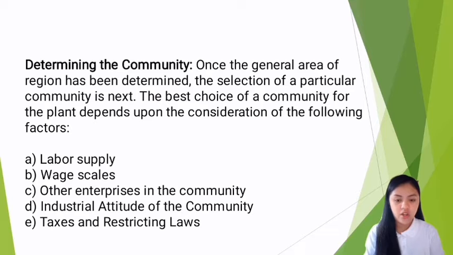The best choice of a community for the plant depends upon the consideration of the following factors. First is the labor supply, wage scales, other enterprises in the community, taxes, and restricting laws. So first is the labor supply. Labor supply means the number of skilled and unskilled persons available for the kind of work to be done.